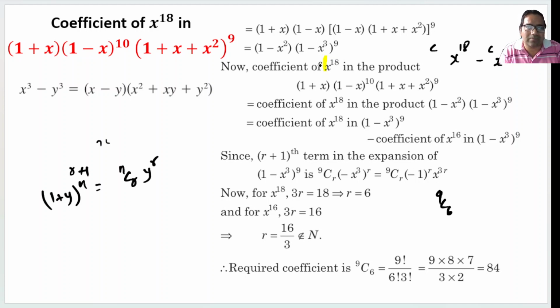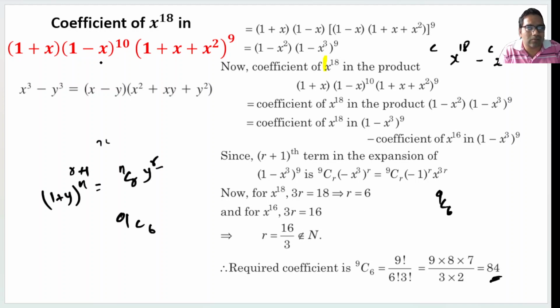There is a term called x^18, and what is the coefficient of that term? x^18 means x^3 has been raised to power 6. So r is 6, while n is 9. 9C6 is the coefficient of x^18. What is 9C6? 9 factorial by 6 factorial into 3 factorial. That is 9 into 8 into 7, and 6 factorial we can cancel, divided by 3 into 2, which becomes 84. So 84 is the final answer.